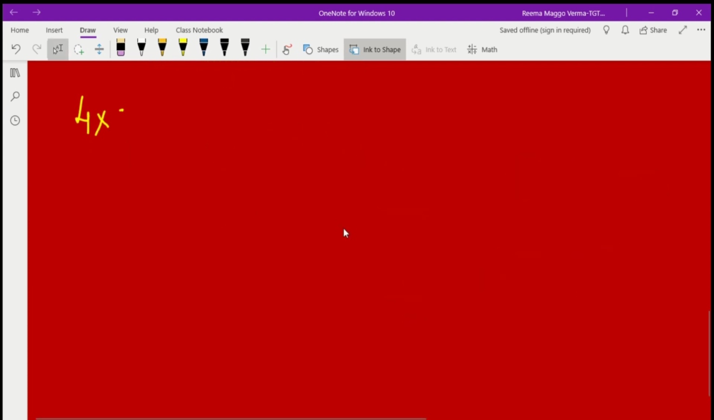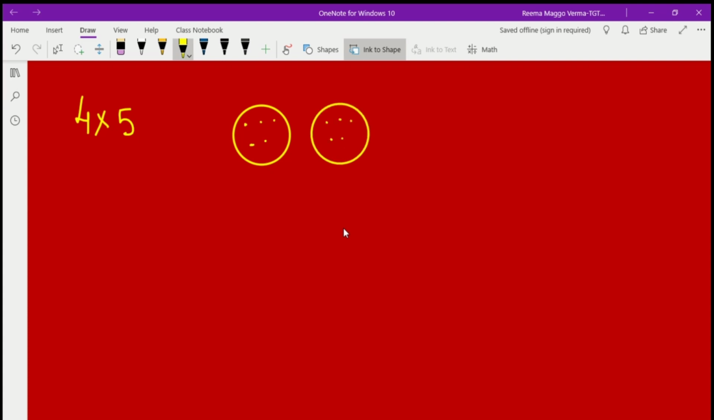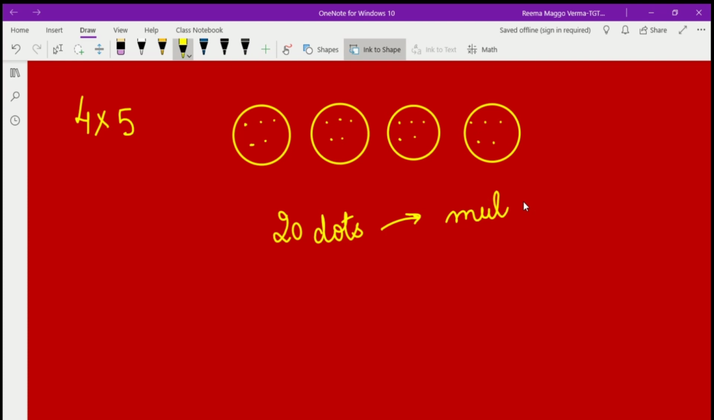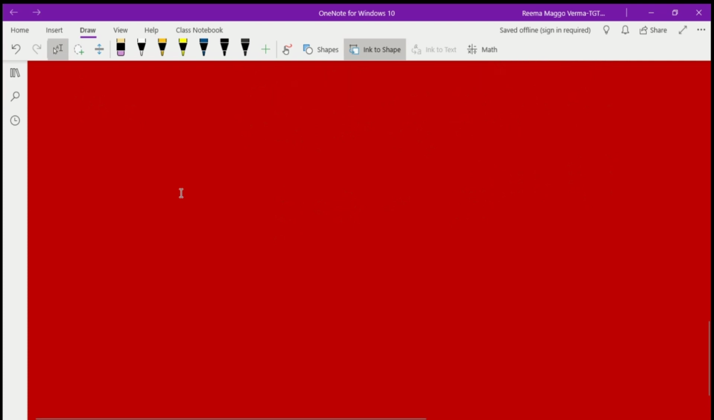So let's take another example, 4 groups of 5. What do we get when we take 4 groups of 5? This is one group, 2 groups, 3 groups and 4 groups. So we have 20 dots, which is a multiple of 5. That means, because here we have taken 4 groups of 5. So we have taken many groups of 5. How many groups? 4 groups of 5.